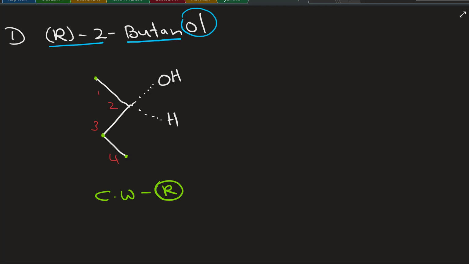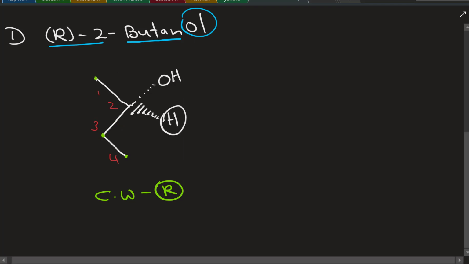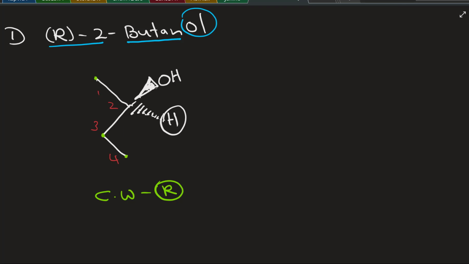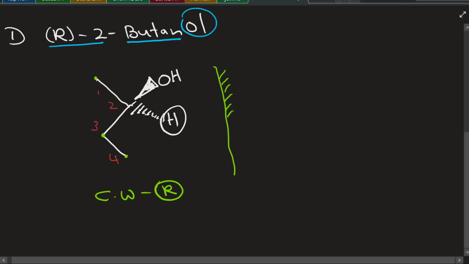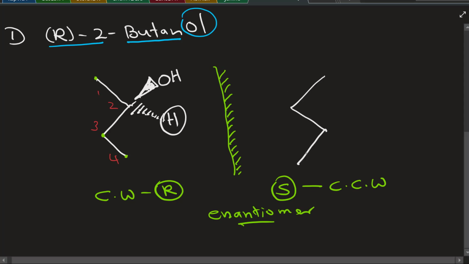clockwise, right? Now we can just put the hydrogen in the back and OH in the front. That's kind of the easiest way to do it, because if you put the hydrogen in the back in the proper place, you have it right. Now simple, just put the mirror plane in between, so you get the image, right? That's an enantiomer. It has to be S, we know that. You can check it out.